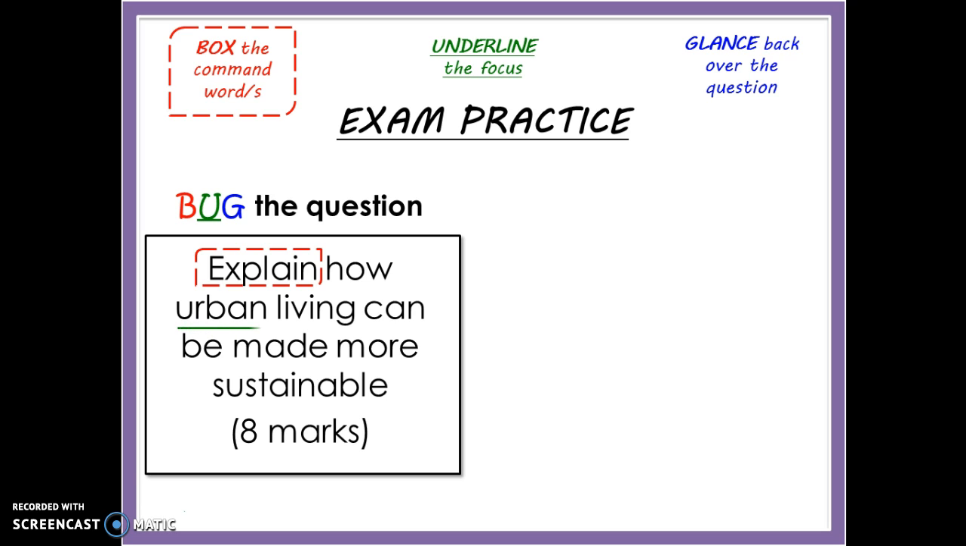The focus of the question is urban living and how it can be made more sustainable. So they're the two key words that we need to underline. And just have a quick look back over the question. Explain how urban living can be made more sustainable. And a reminder that it's worth 8 marks.